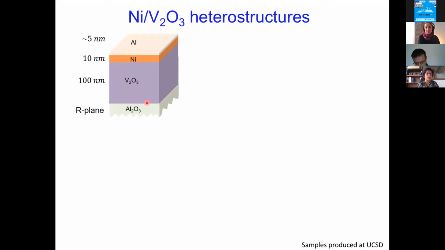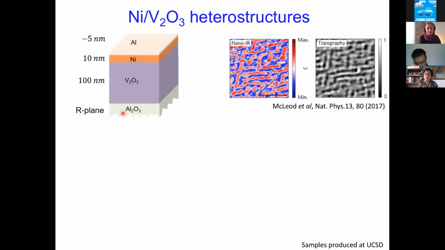These samples were grown at UCSD in the group of Ivan Schuller. They are grown by magnetron sputtering, and the V2O3 grows in this kind of terraced structure that you see here, so there are defined orientations. You can clearly see terraces typically of the order of several hundred nanometers in length, with voids between them. For example, you see here a conductivity map, where you can easily see the metal insulating phases that follow the topography.